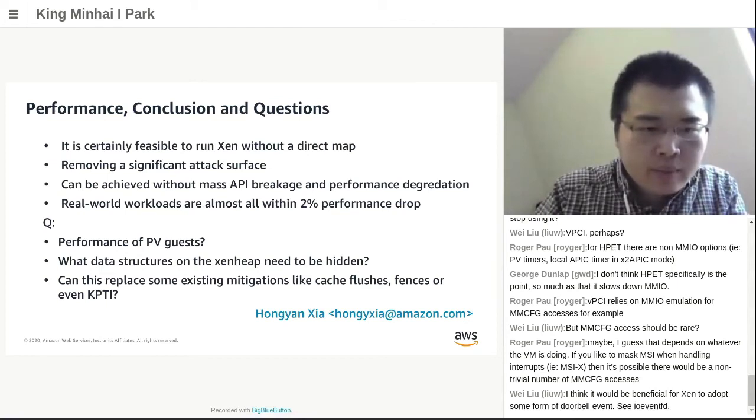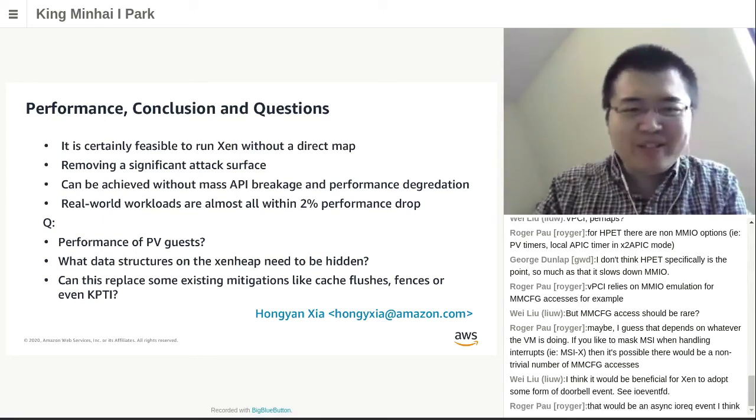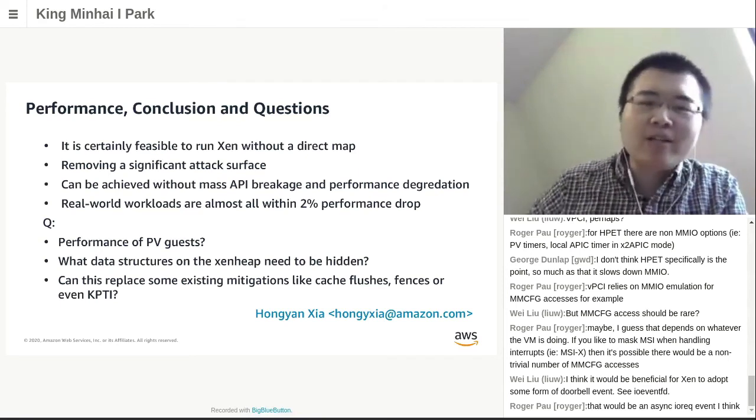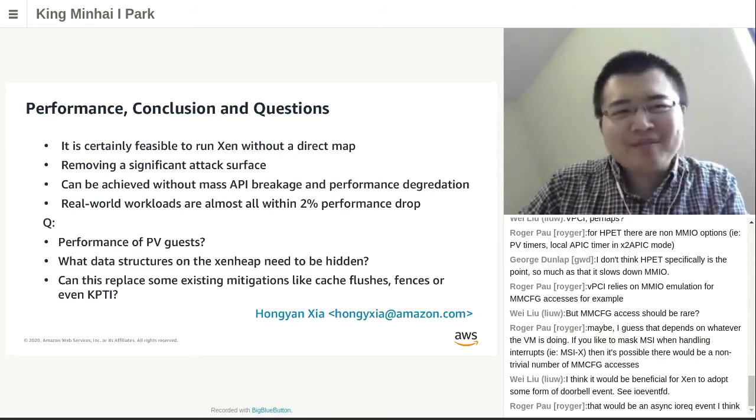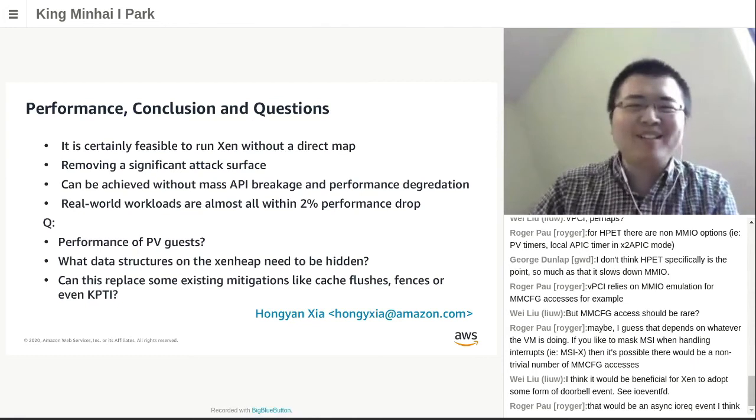Okay, so I'm looking at the chat. There's actually a lot of discussion. What sort of MMIO emulation are you seeing? It's HPET emulation. But there are already also the PV time sources. Why not just get rid of HPET altogether? I think I can answer that with Windows. Windows, yeah. Okay. Yes, exactly.